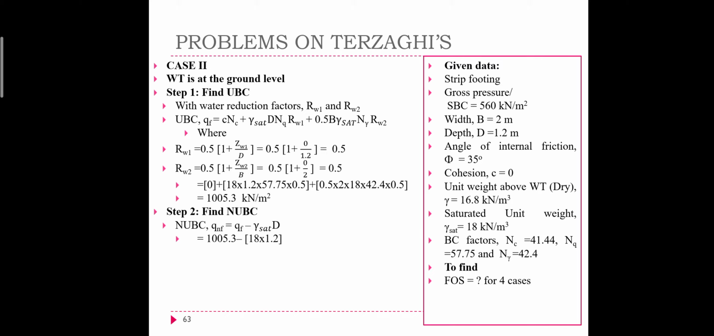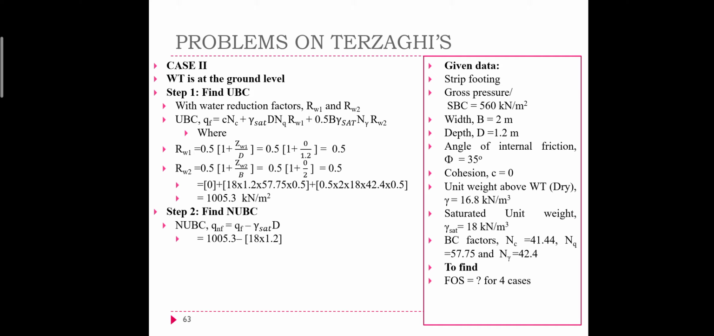So RW1 and RW2 will be 0.5. Now substitute everything in the formula. C is 0, NC is given in the question. So the first term strikes off because C is 0. Then gamma sat is given in the question, 18 into D.